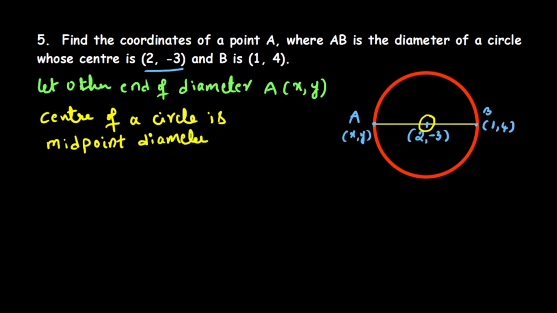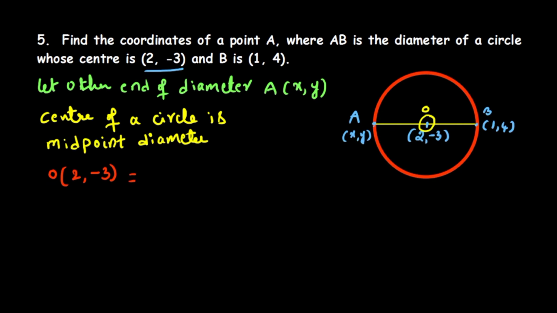So what is the center of a circle here? We can just take it as O. This O is equal to (2, -3). This is the midpoint of the diameter, so we can take the diameter's end points here.